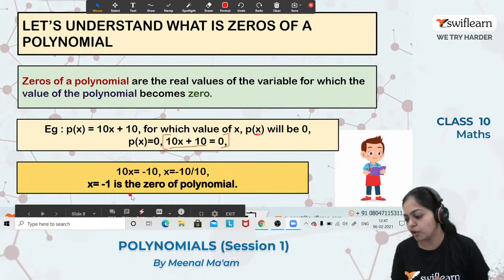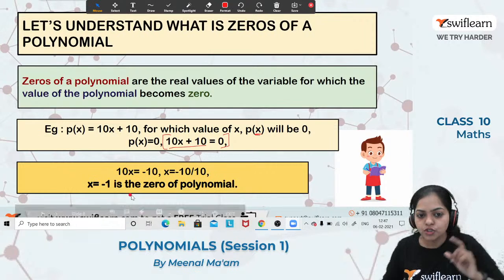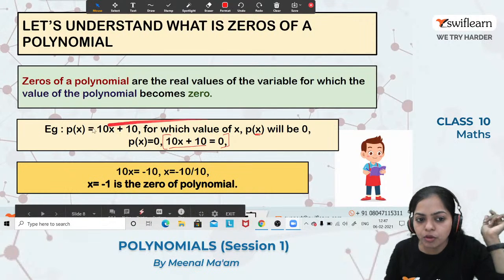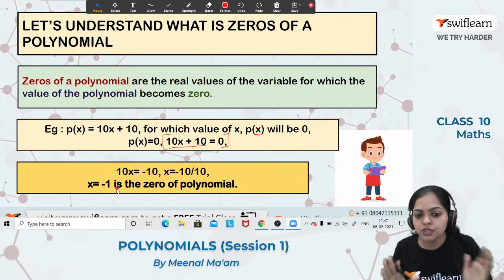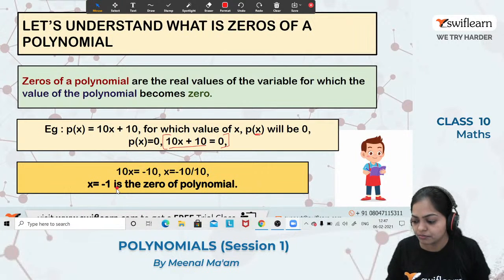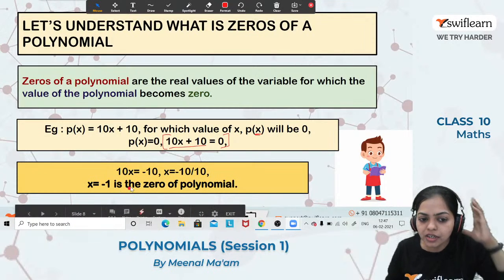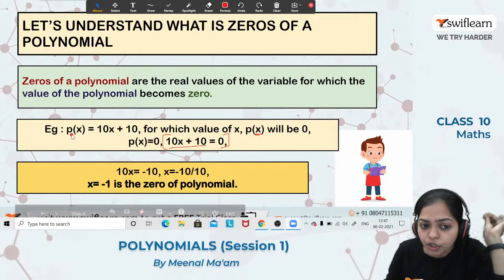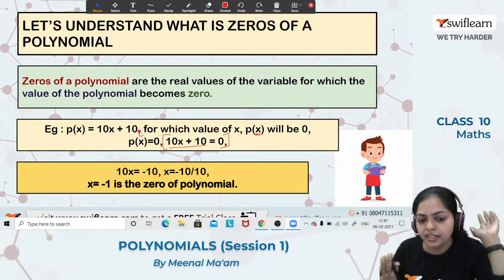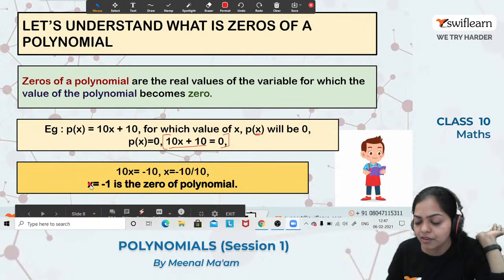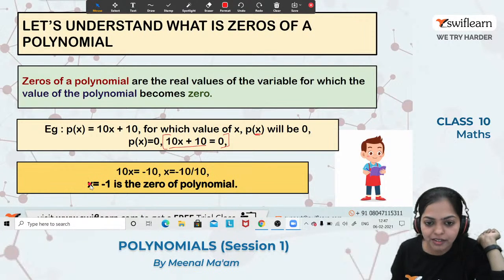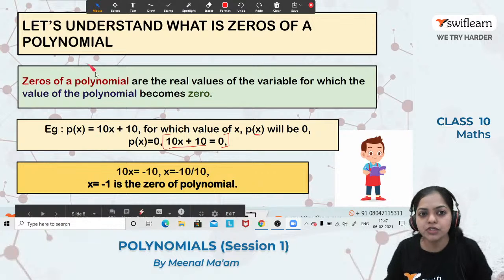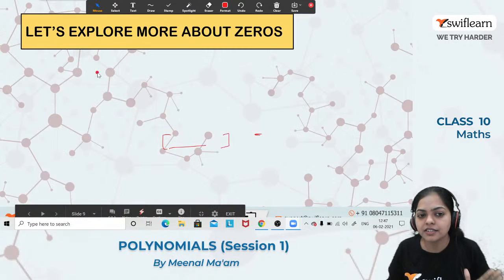It is the 0 of the polynomial. Got it everyone? So here, what is the 0 of this polynomial 10x + 10? It is -1. So -1 is the 0 of the polynomial. Got it? So how do we find the 0 of a polynomial? By putting this polynomial equal to 0, then solving the simple equation and finding the value of the variable x. Got it? Let's have a look at some more examples to have a better understanding.